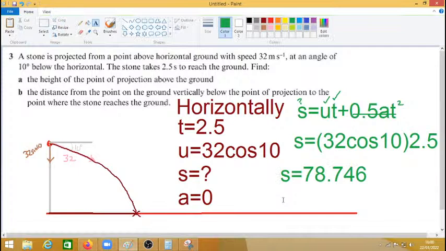Okay, hope you enjoyed projectiles and are feeling confident. You know how to use the s equals ut plus half at squared formulas and the other ones, and know how to split the velocity vertically and horizontally. Know that when you're working on a question that you feel confident, you can look at things horizontally and you can look at things vertically, and you know what acceleration to use vertically, and you should be fine, inshallah.